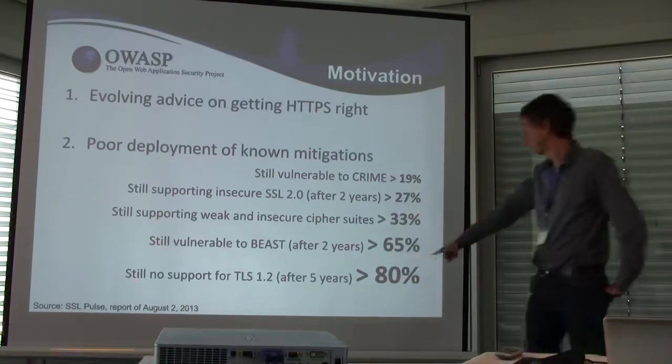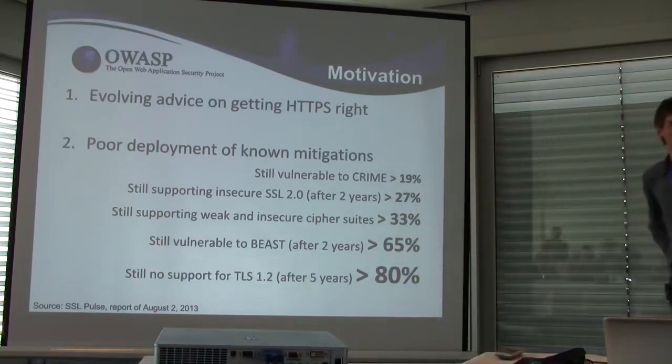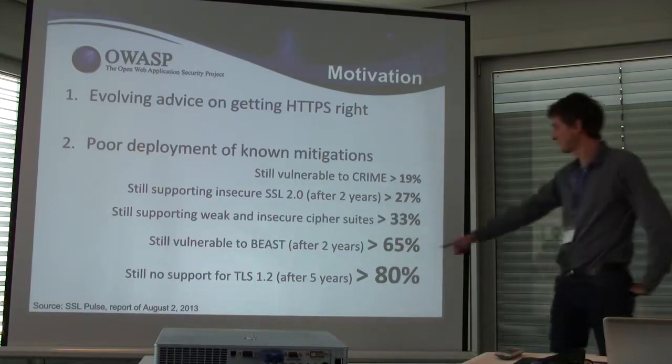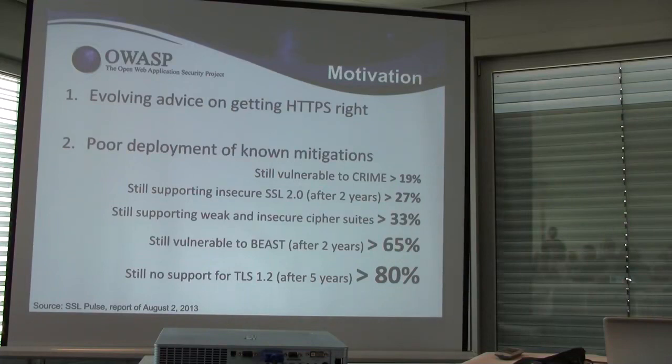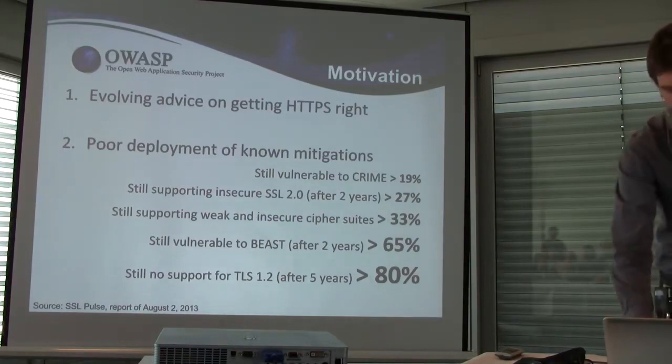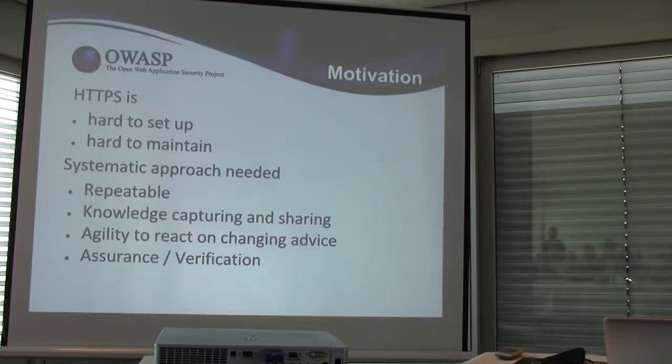Another example, TLS 1.2, which is the only one that has really secure ciphers. Looking to the table on the previous slide, 5 years after it has been released, more than 80% doesn't support it yet. So this shows that the known mitigations are not always deployed in practice. And this was our motivation to state that we need a systematic approach for this. We need a systematic approach to set up HTTPS correctly that has several properties.